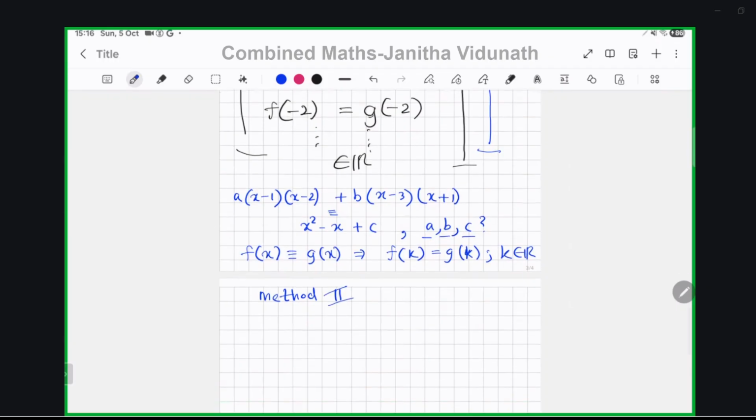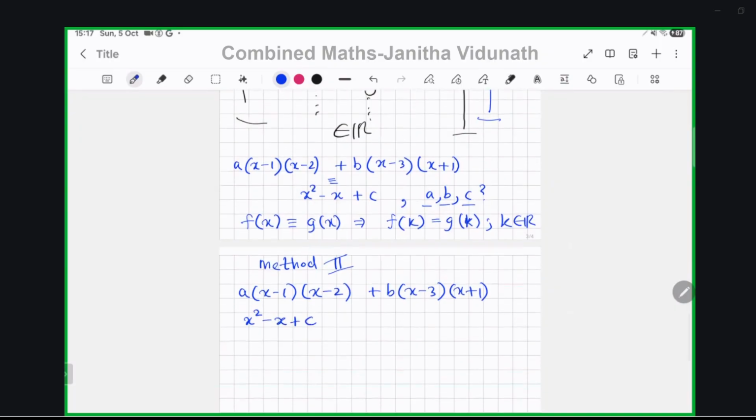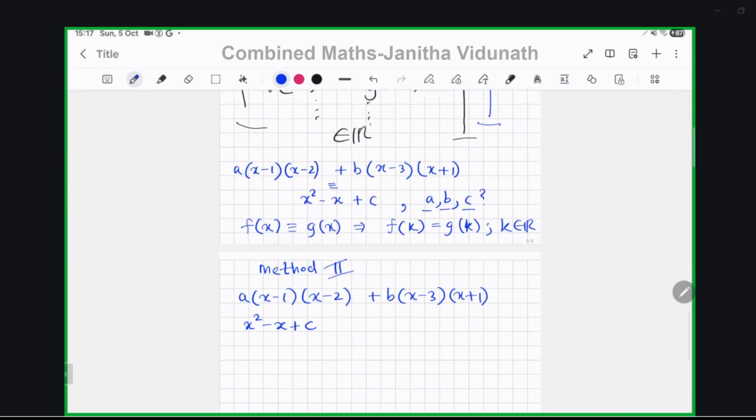Now, this is our left hand side polynomial, and this is our right hand side polynomial. Now we can use any real number and equate both sides.